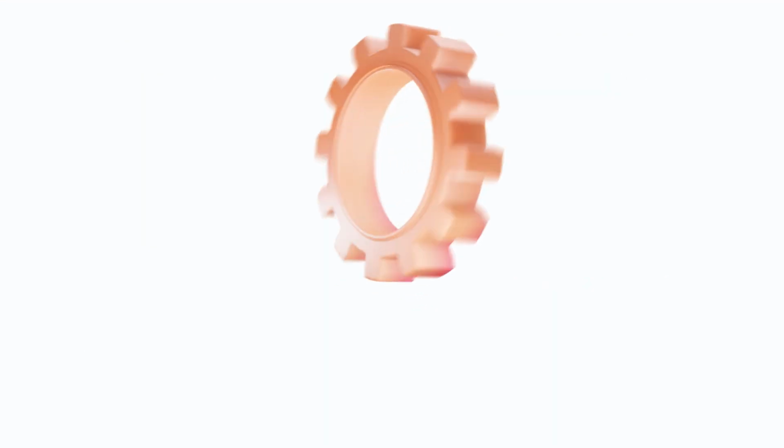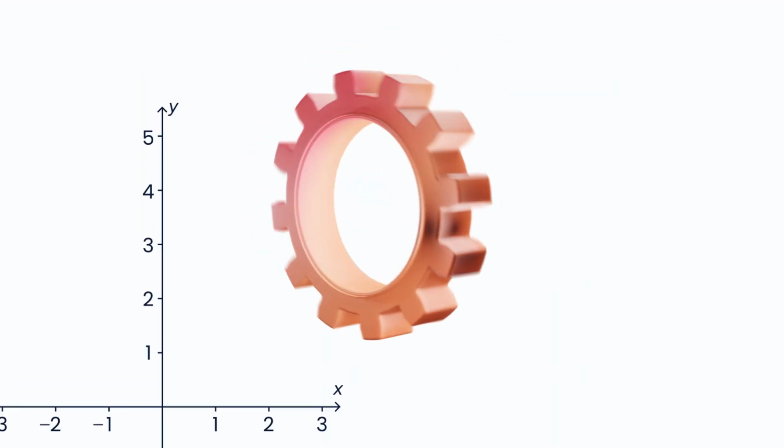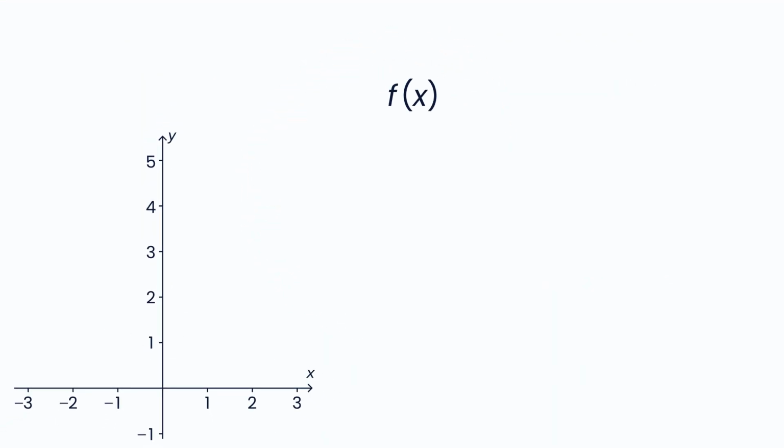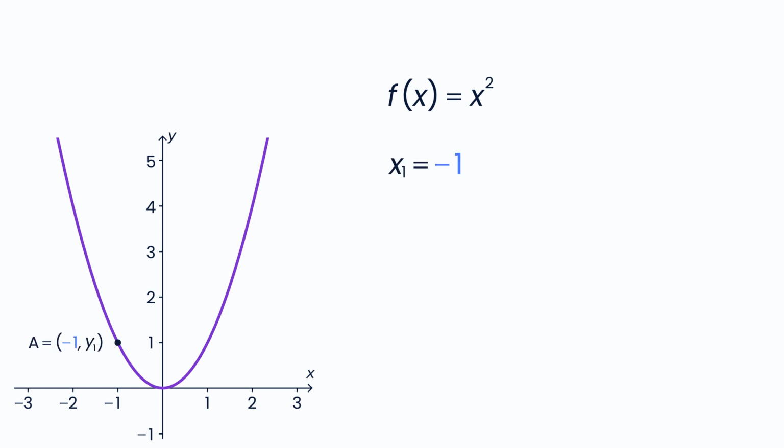Let's take a closer look through an example. Consider the function f of x equals x squared. Say you need to find the average rate of change of this function on the interval between x1 equals minus 1 and x2 equals 2, where the subscripts 1 and 2 are called indices. We use this notation in mathematics to distinguish different values for the same variable. You will also see that indices are useful when calculating the deltas.